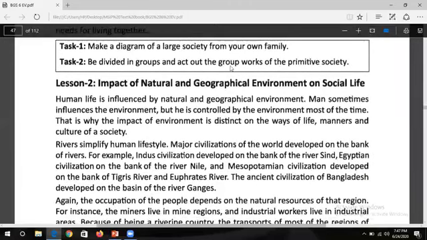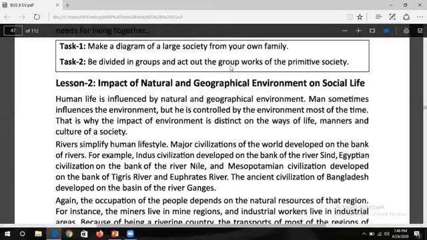Now I am going to lesson 2. Lesson 2, impact of natural and geographical environment on social life. Human life is influenced by natural and geographical environment. Man sometimes influences the environment, but he is controlled by the environment most of the time. That is why the impact of environment is distinct on the way of life, manners, and culture of a society.